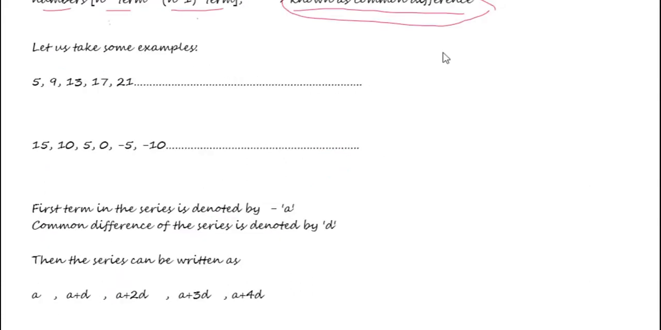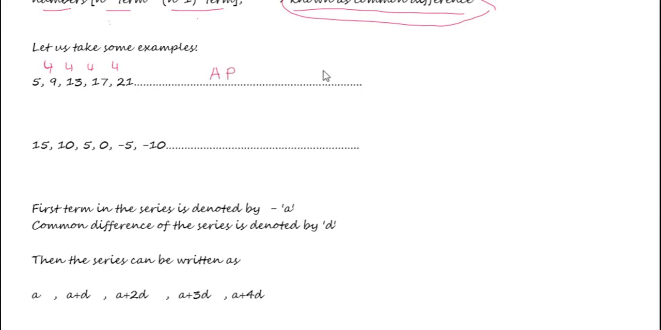Now let us take some examples. 5, 9, 13, 17, 21. This is a sequence. Now in this case, the second number minus the first number, 9 minus 5 is 4, 13 minus 9 is 4, all these differences are 4. So arithmetic progression says if the difference between the successive numbers is constant, then it is an AP. So this is an AP.